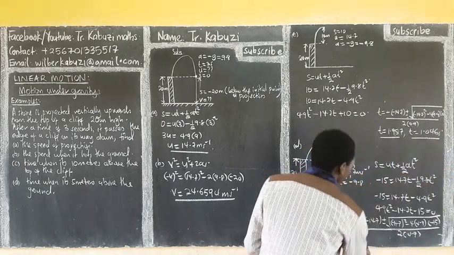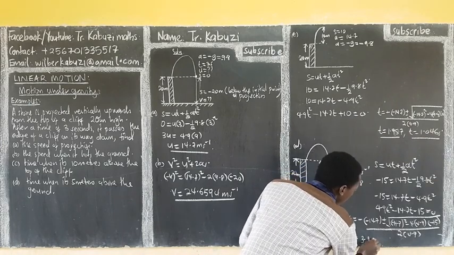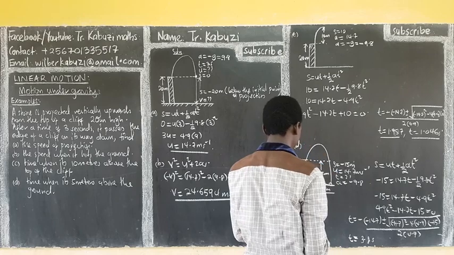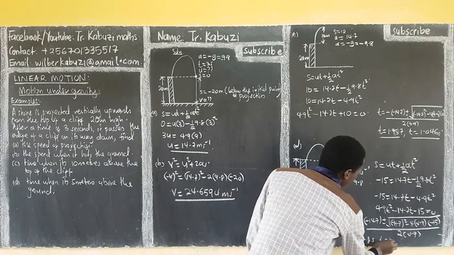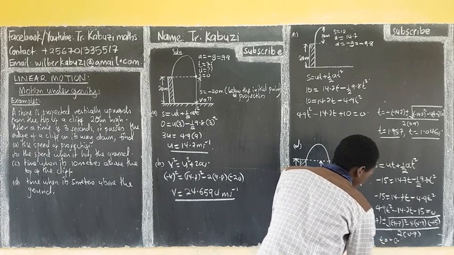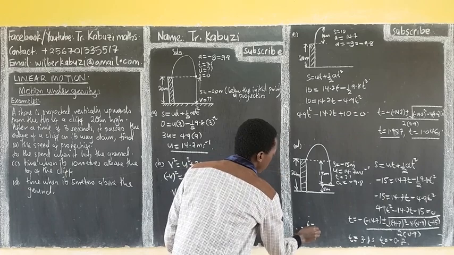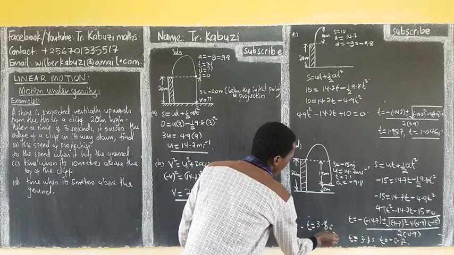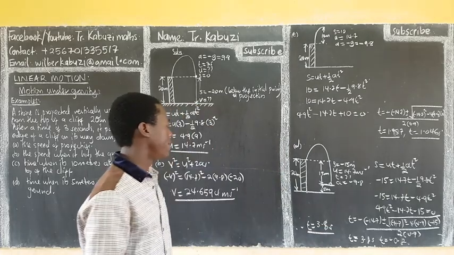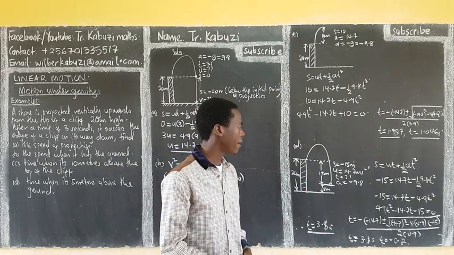And so the time you are getting there, here I'm getting 3.8, and I'm giving it to one decimal place. Then the other is negative 0.8. So therefore, our t here will be 3.8 seconds.